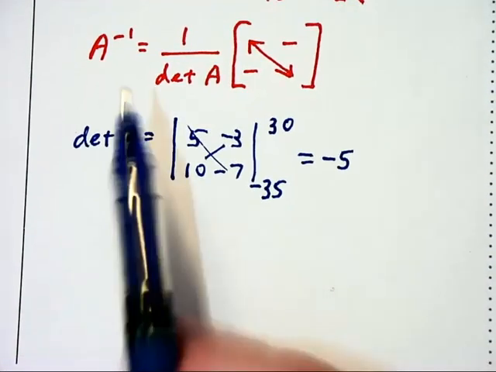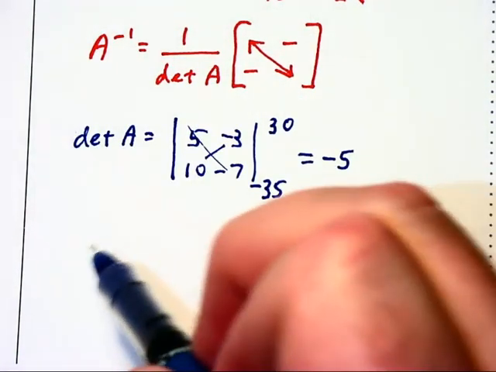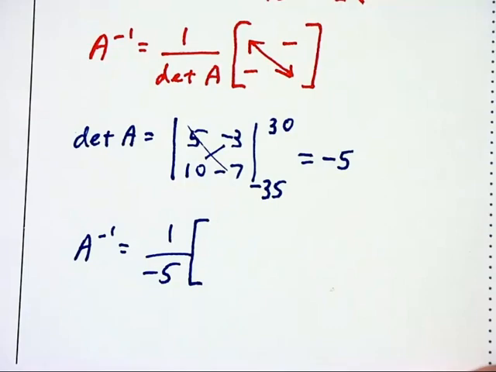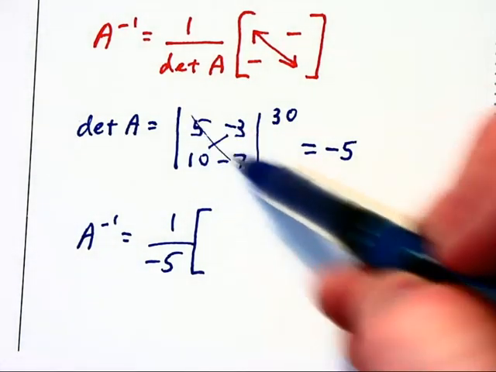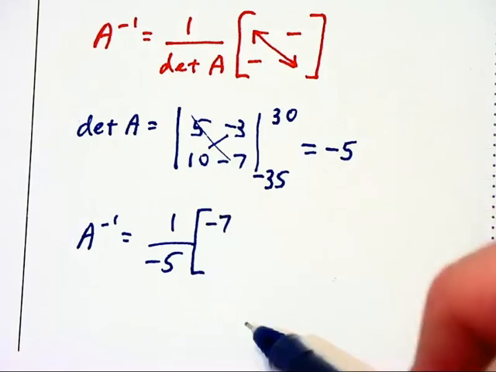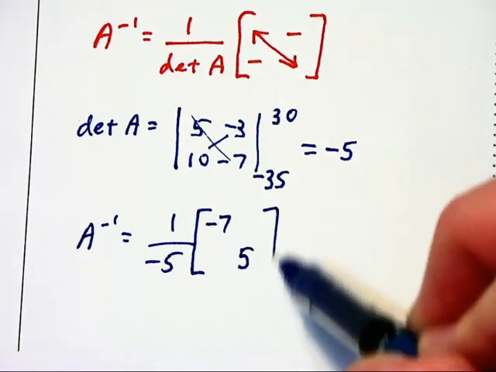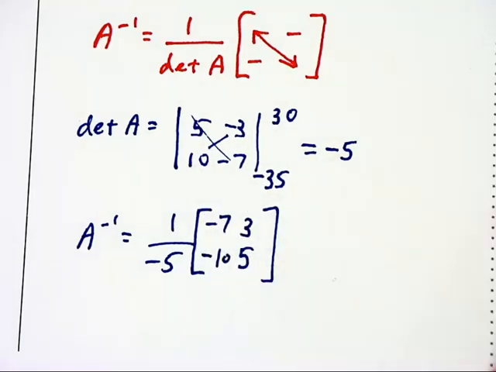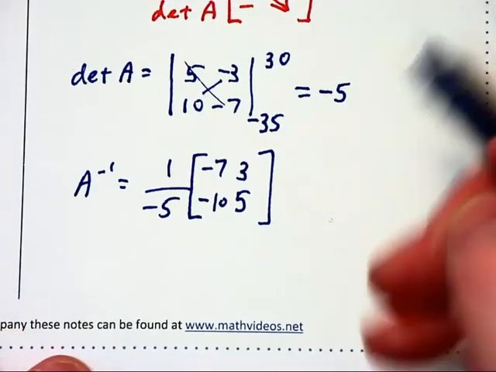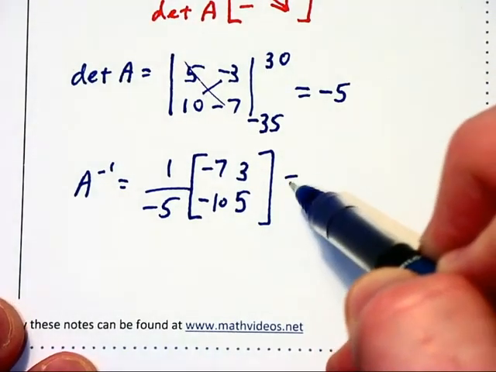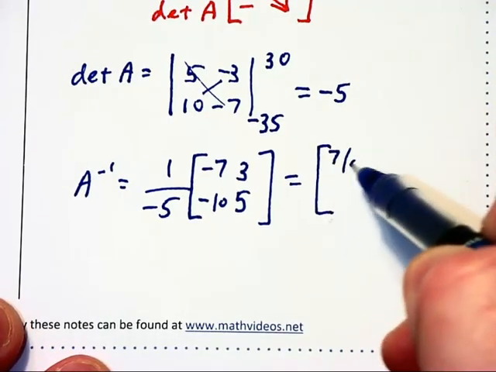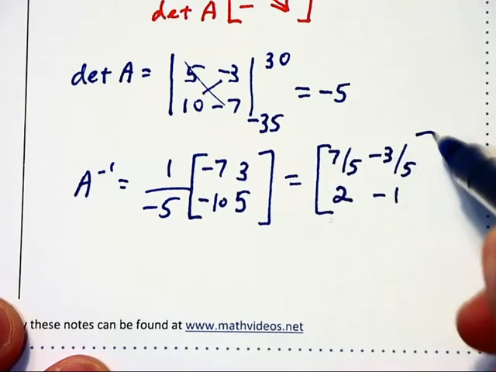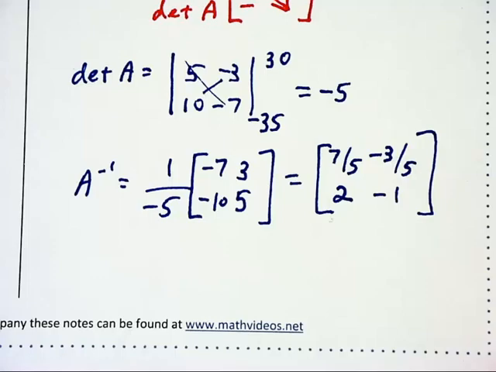Now, my shortcut says A inverse is 1 over the determinant. So A inverse is 1 over -5 times, now I'm going to switch positions of the 5 and the -7, putting the -7 on the top left and the 5 on the bottom right. And I'm going to change signs of the -3 to make it a +3 and the 10 to make it a -10. And I'm going to now multiply by that -1/5 out front to get 7/5, -3/5, 2, and -1, which is a lot faster than doing all those row operations.